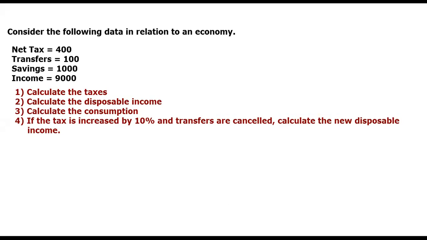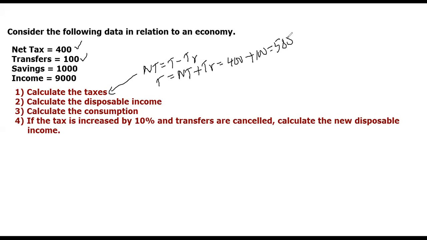Okay, students. So we'll discuss now. First one, calculate the taxes. Net tax is equal to T minus TR. So T is equal to net tax plus TR. What is net tax? 400. What is TR? 100. Then how much? 500.